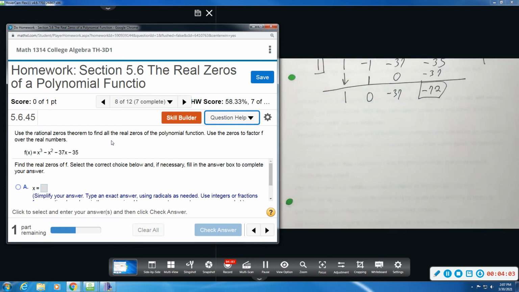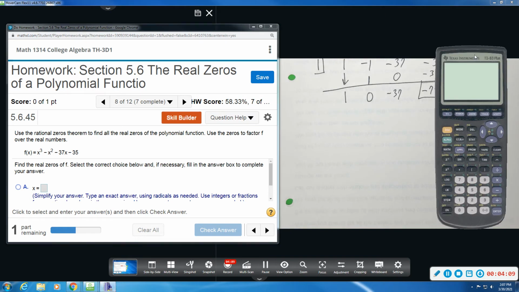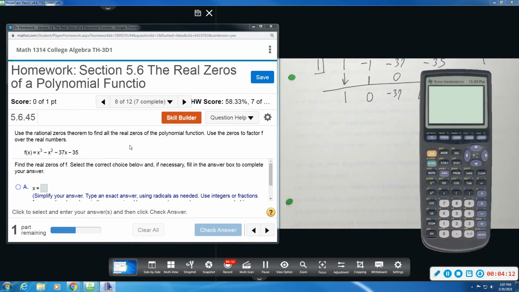But to try to speed it up, we're going to use the calculator. We're going to graph this function. We're going to see if we can identify places where it crosses the x-axis. And then we're going to come back and only use those numbers, because it can take time depending on how many factors you have. So I'm going to clear this out. And then I'm going to do x raised to the third minus x squared minus 37x minus 35. Okay, I'm going to graph it.